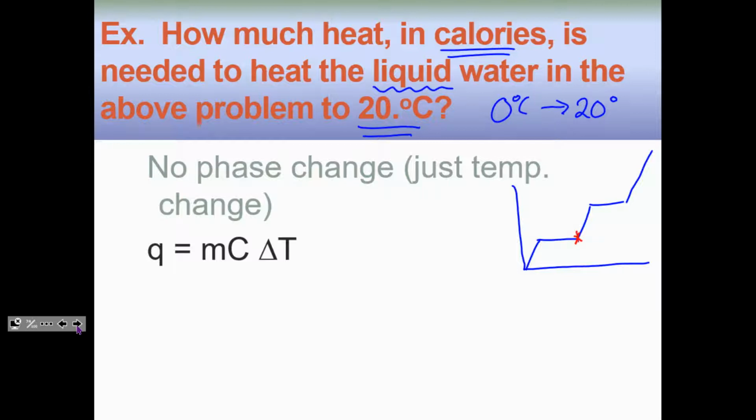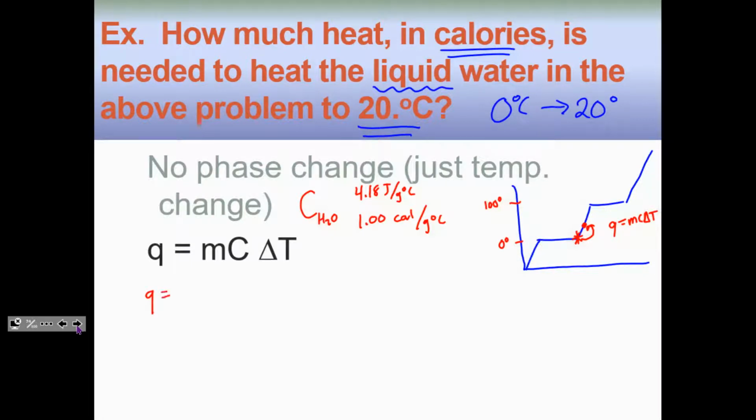I'm starting here at liquid water at 0 degrees, and I'm going to heat it up. Remember, this is 100 degrees, so I'm going to heat it up to about 20 degrees, somewhere in here. So I'm going to use Q equals MC delta T on this chart. The specific heat for liquid water, I have two choices, 4.18 joules per gram Celsius or 1.00 calories per gram Celsius. And because I'm looking for calories, I'm going to use the latter.